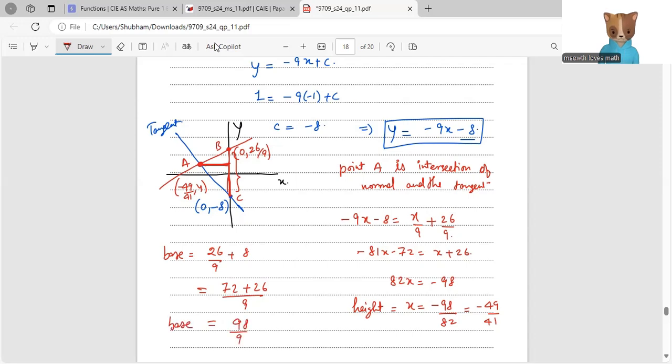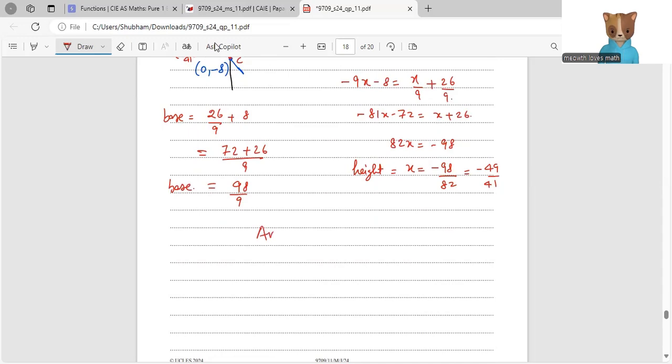So I have the base, I have the height, and therefore the final answer, area, is equal to half times base times height. So 98 over 9 times 49 over 41. I'll take the positive because height is a distance, and therefore this becomes 49 squared, which is 2401 over 369, which is approximately 6.51. And that's your answer. So I hope it's clear to you.